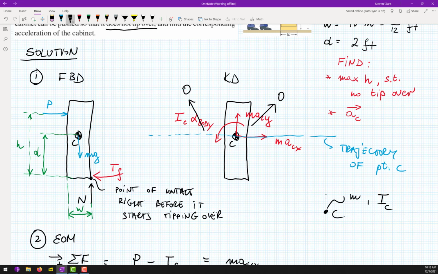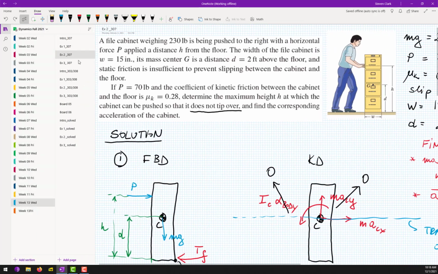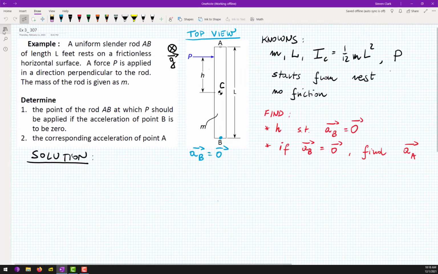In other words, the shape of the body does not matter here. Would the solution be different if this cabinet has different shape, but same location of center of mass, same mass, and same IC? No. Yeah. Okay, think about it, and maybe before you think about it, we can do example number 3. All right, example number 3. Please read and understand the problem statement before we start our solution.